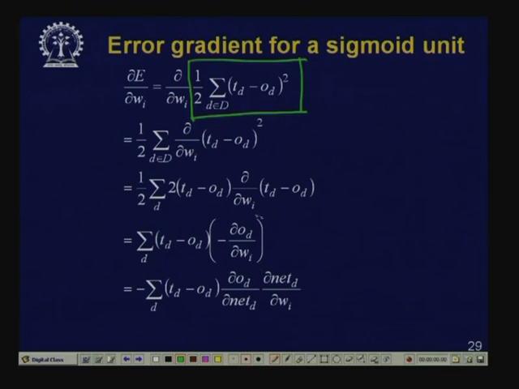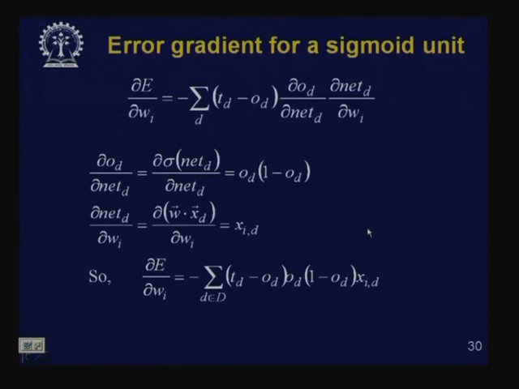Now, del Od by del Wi we can write using the chain rule as del Od by del net d times del net d by del Wi, and we can simplify this further. Del Od by del net d, what is Od? Od is nothing but sigma net d. So, del of sigma net d by del net d is nothing but Od times 1 minus Od.